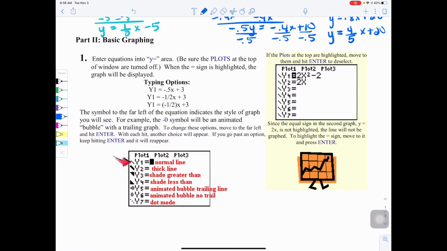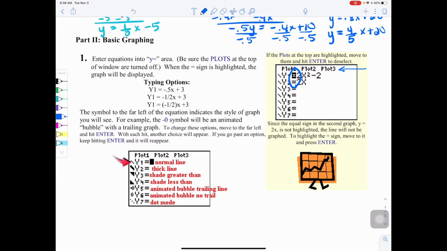When you go to that y equals screen, you want to make sure that your plots at the top are turned off. You can see a picture of that over here on the side. You don't want any of those to be highlighted. So if they're darkened, that means they're on and they're highlighted. You would just move your keypad arrows over to one of the plots, hit enter, and it will turn it off. Second thing, when the equal sign is highlighted, the graph will be displayed. So if you look at this right here, and you look at my example, right now y1 would show up on the graph, but y2 would not because y1's equal sign is shaded in.